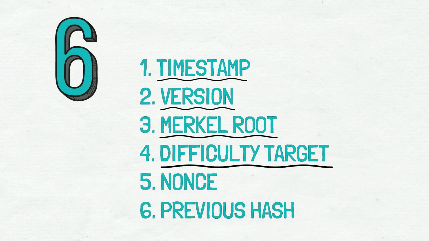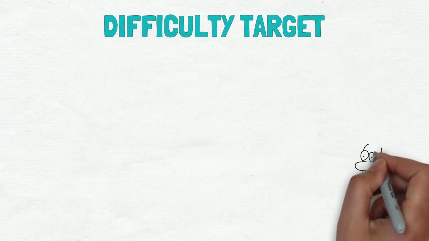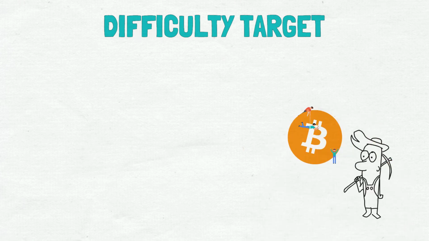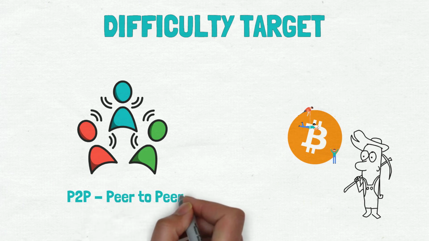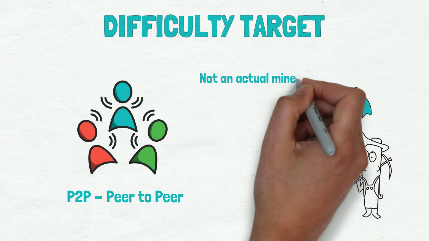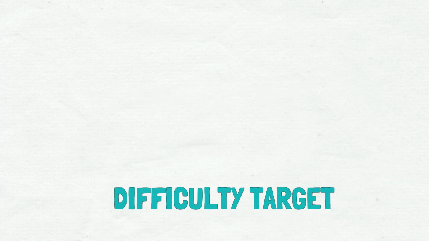Fourth, difficulty target. The difficulty target refers to the measurement of difficulty level within block mining, where mining is a peer-to-peer process, P2P process, which is used to secure and verify transactions. This blockchain mining process is done by blockchain miners who add data transactions to the distributed public ledger.